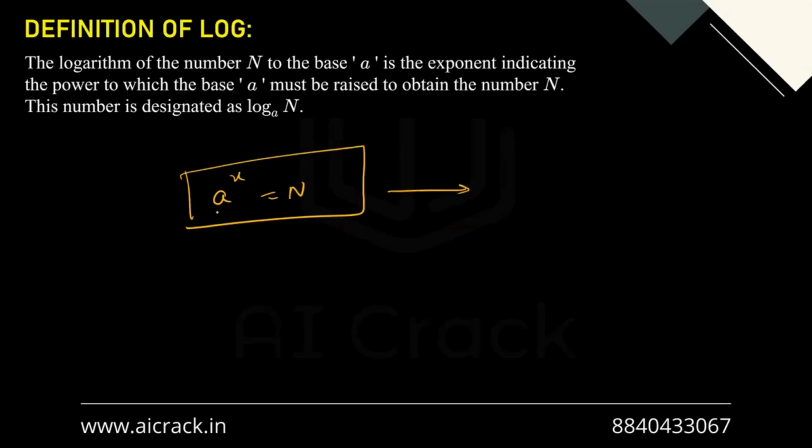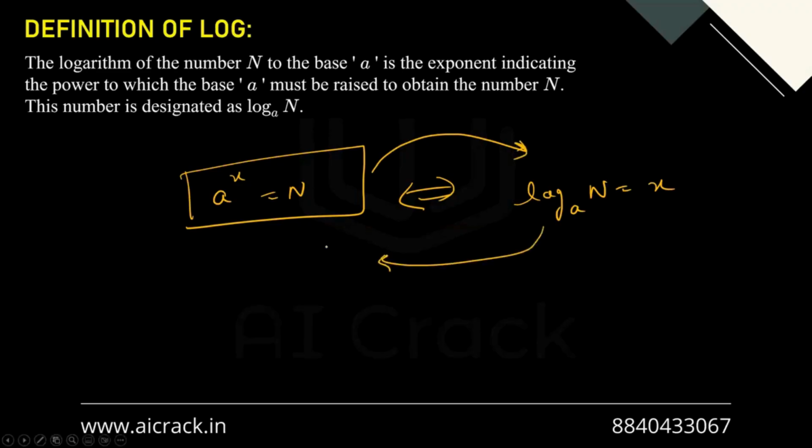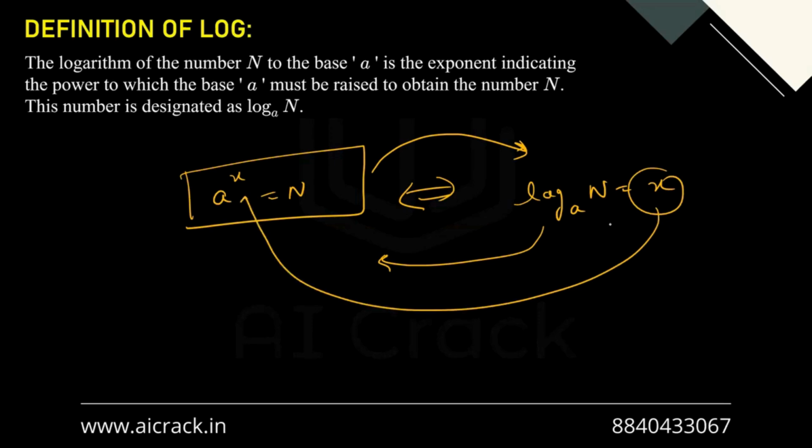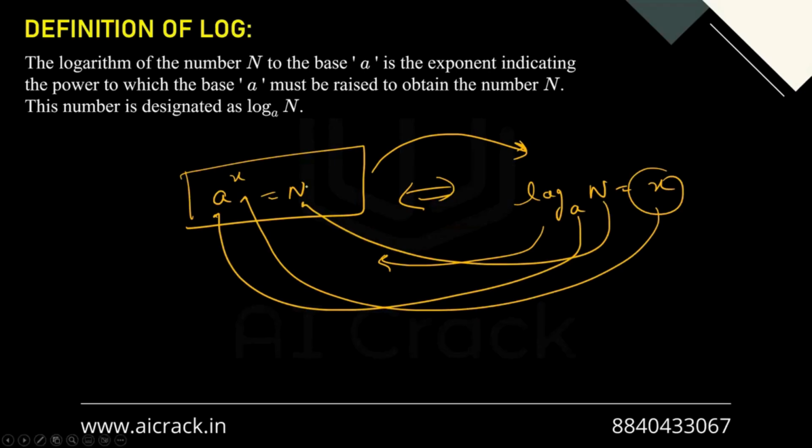If we want to write this in terms of log, we'll write log base a of n equals x. Actually, both of these equations are interconvertible. This can be converted to this, and this can also be converted to this. Both mean the same. So log base a of n equals x, where x is the power, a is the base, and n is the outcome or input, you can say. This is how we can understand what log actually means.